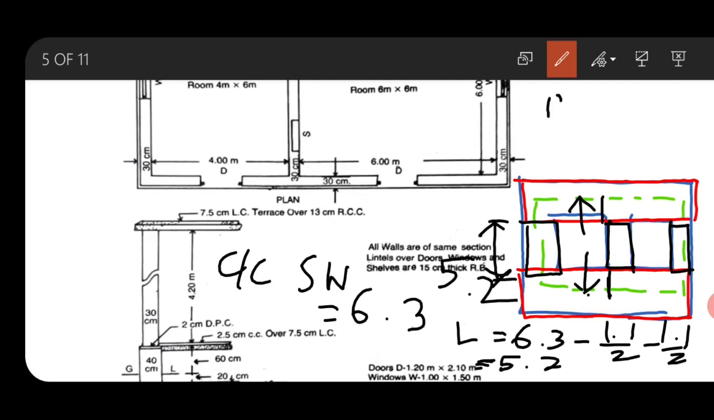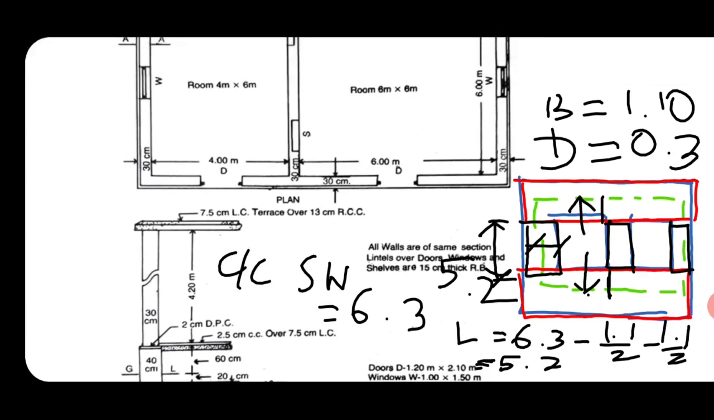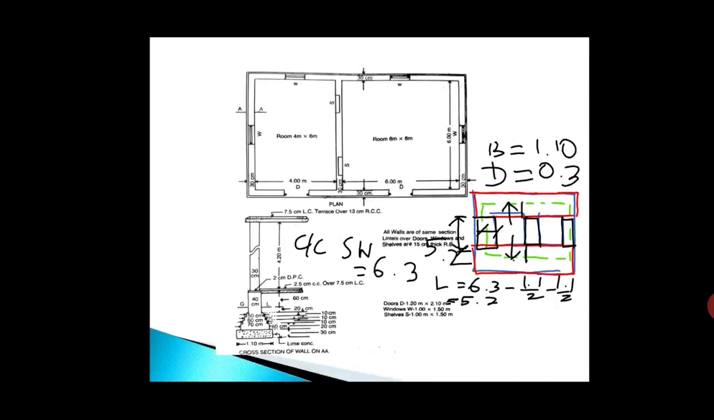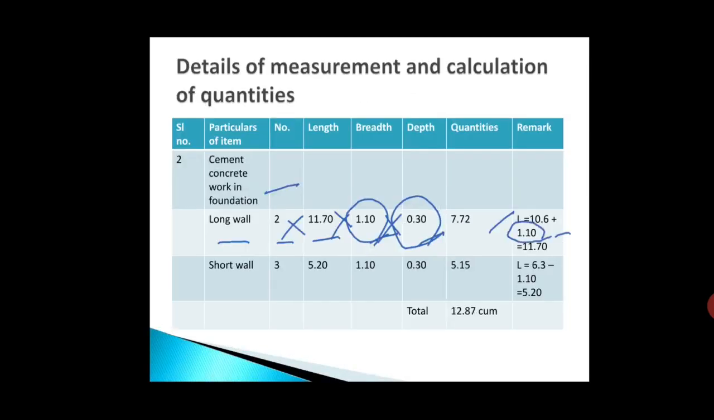So what about the breadth? Breadth will be equal to 1.10, as we have discussed. So depth is equal to the thickness of the concrete work, that is the same as your long wall, 0.3. So all the dimensions are now accurately taken. Then we will move to our details of measurement form in order to put those dimensions in the table format.